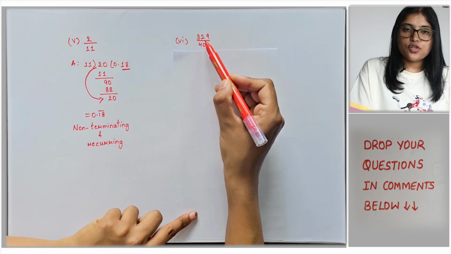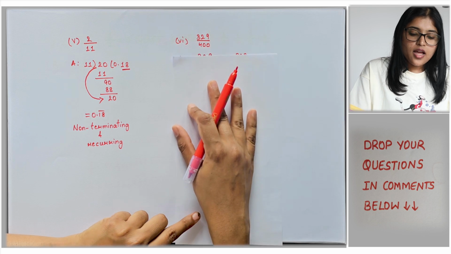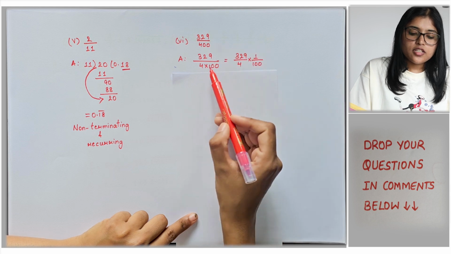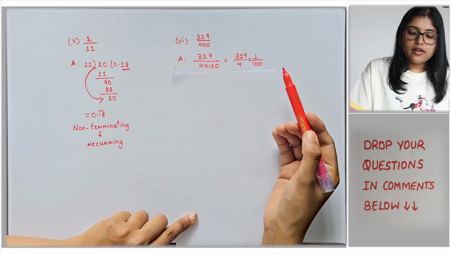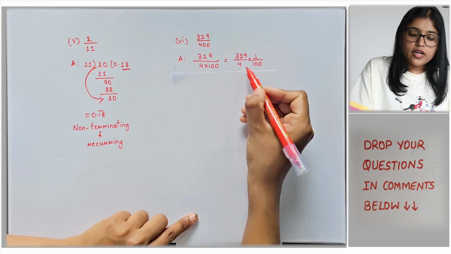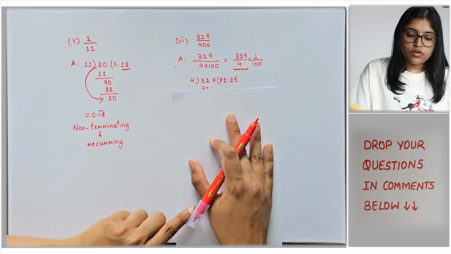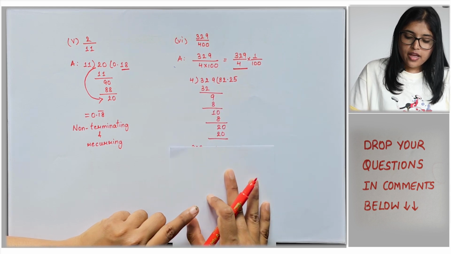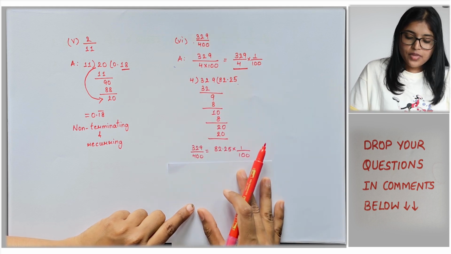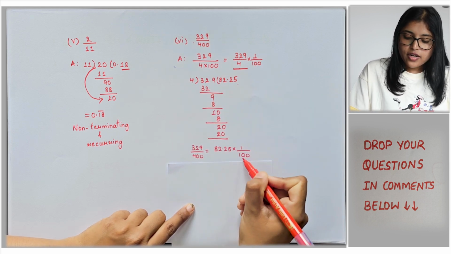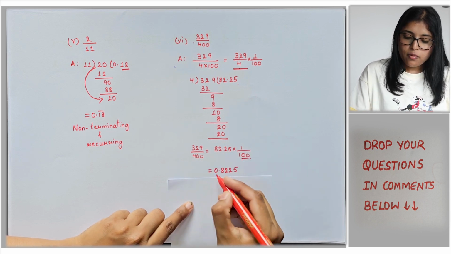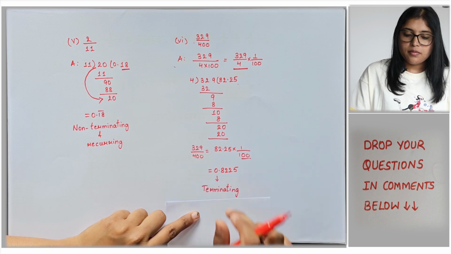Next fraction that is given to us is 329 by 400. Let's see how to do this. A simple way to divide by a larger number is to separate this 100 and divide by it later. So 329 by 4 into 1 by 100, I can write it this way. Now let us first expand 329 by 4. Once I have expanded 329 by 4, I have got my answer as 82.25. Now in order to find this, I have to divide further by 100. We know that when we divide by 100, the decimal moves by 2 places, which will give me 0.8225, which is still a terminating decimal.